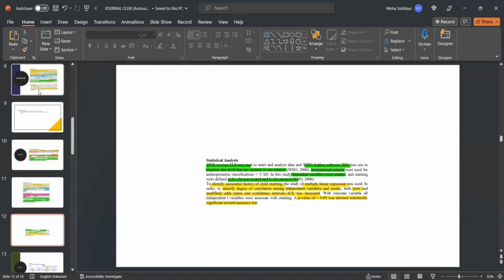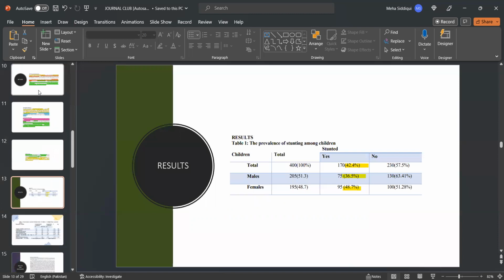Statistical analysis was done using SPSS version 23. WHO Anthro software was used to examine whether a child was stunted or not stunted. International criteria was used for anthropometric classification. In the study, the dependent variables, stunting and non-stunting, were categorized as 0 and 1 respectively. To identify associated factors of child stunting, multiple linear regression was used. To identify the degree of correlation among independent variables and results, both odds ratio and confidence interval were used. A P-value of less than 0.05 was deemed statistically significant.